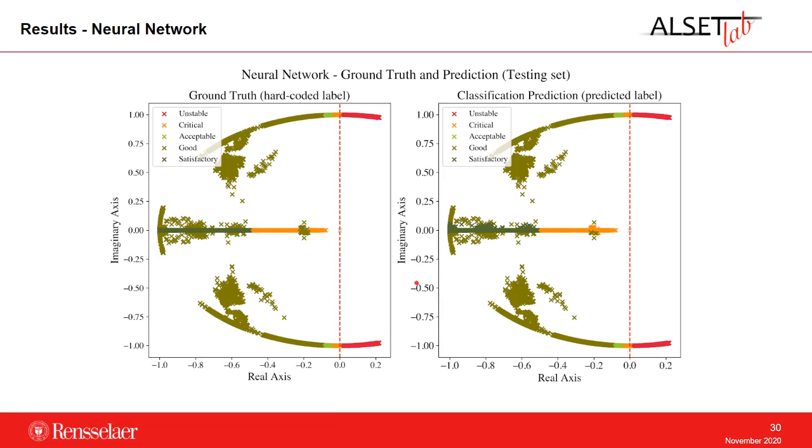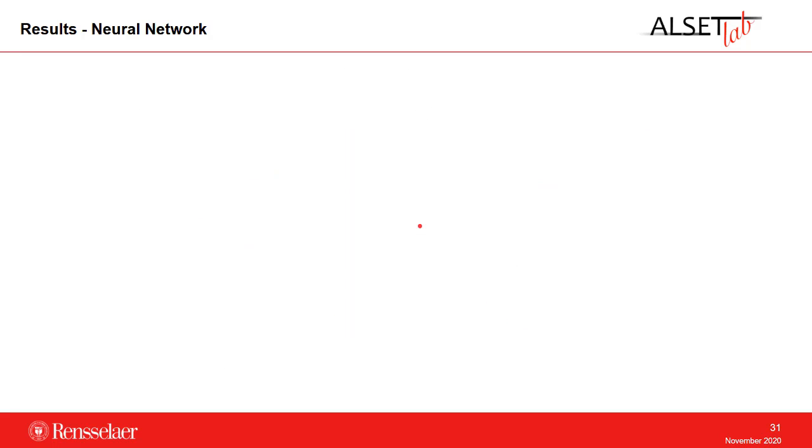So here we can see the results graphically. And the neural network is really good at the most critical part of this classifier, that is classifying whatever is unstable as unstable. The problem for the neural network comes here, where it misclassifies something that is good as critical, but that is something that we can tolerate in an application.